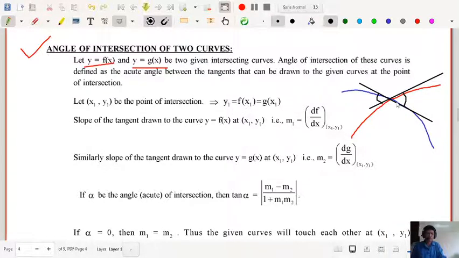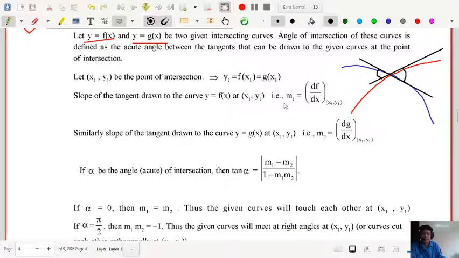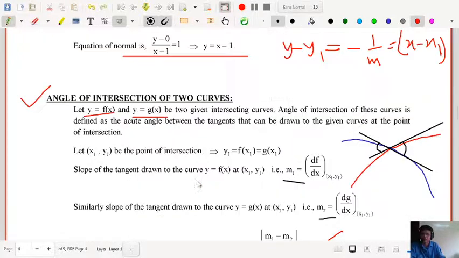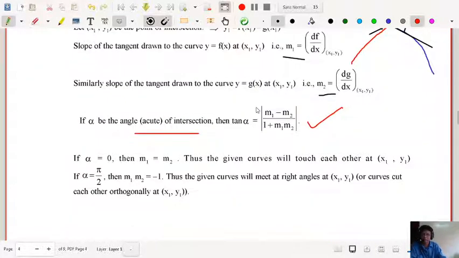Okay, so you need to find out the slope of the tangent at the first curve and the slope of the tangent at the second curve. And if you know m1 and m2, how will you calculate the angle alpha between the two? Tan alpha is the modulus of (m1 minus m2) by (1 plus m1 m2). So this is the result. This is the angle of intersection. Okay, got it? So angle of intersection of two curves means the angle between the tangents to the curves.